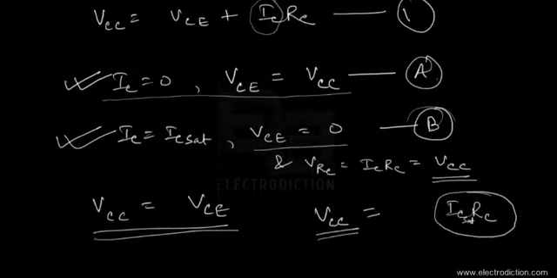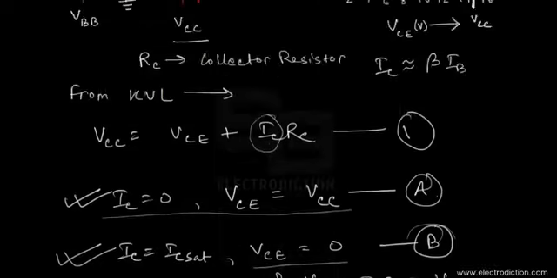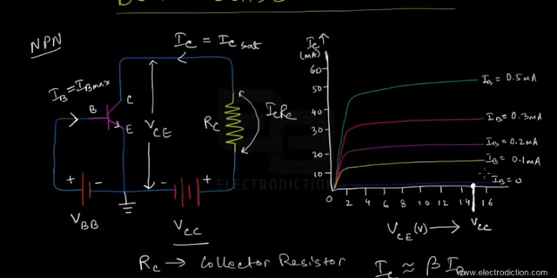Okay, and if we just care to plot condition B also, then we can see that for VCE equal to 0, the current IC is equal to IC sat. So the point VCE equals 0 is over here, and corresponding to that, let's say this particular point right over here represents IC sat. So let's say this represents IC sat. Now if we join these two points with each other, let's just join them.